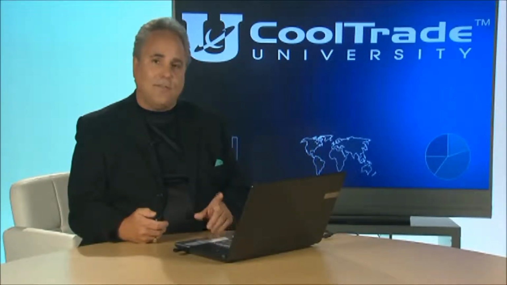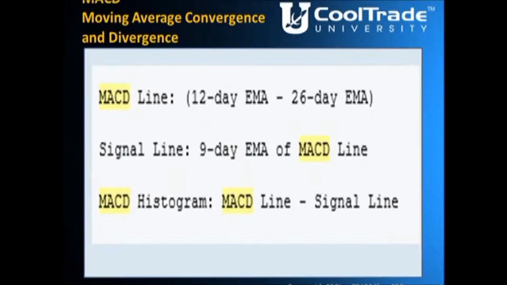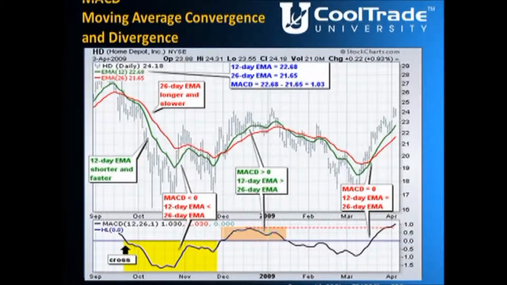These crossovers signal that the 12-day EMA has crossed the 26-day EMA. The direction, of course, depends on the direction of the moving average cross. Positive MACD indicates the 12-day EMA is above the 26-day EMA. Positive values increase as the shorter EMA diverges further from the longer EMA. This means upside momentum is increasing. Negative MACD values indicate the 12-day EMA is below the 26-day EMA. Negative values increase as the shorter EMA diverges further below the longer EMA. This means downside momentum is increasing.